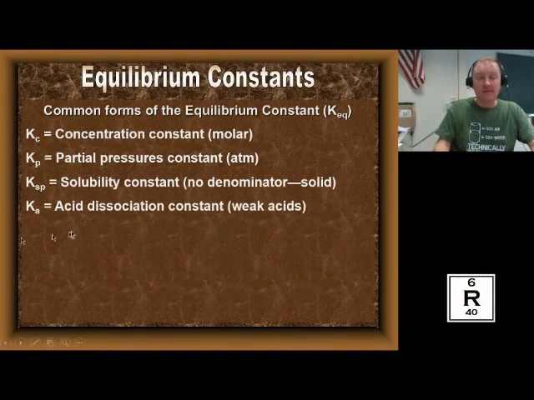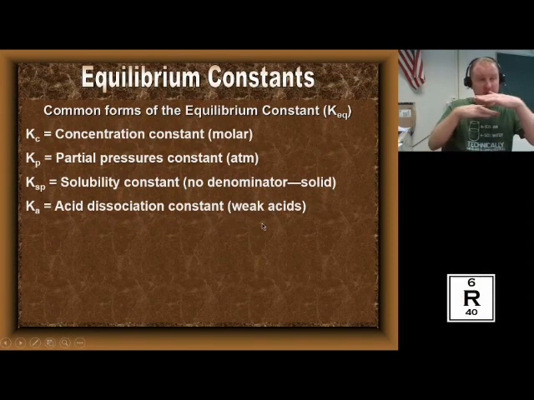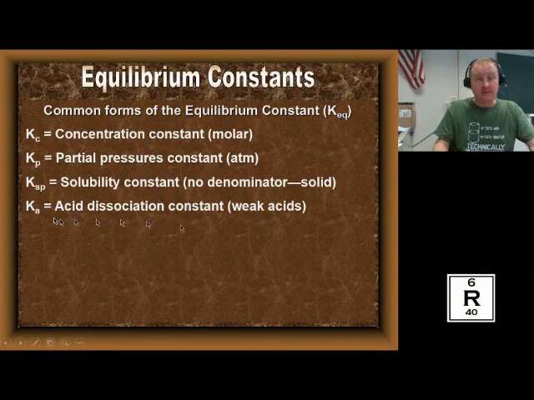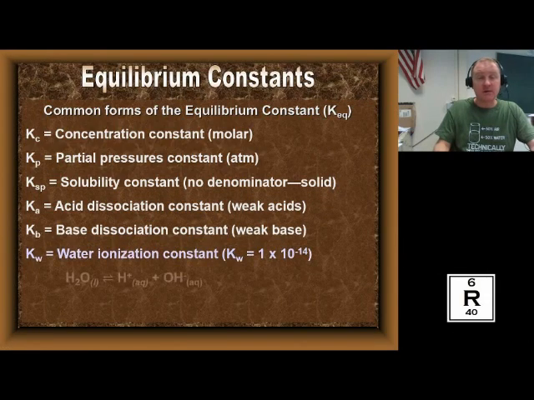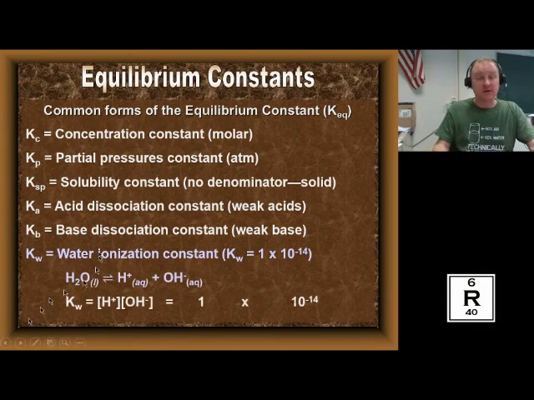Your Ka is the acid dissociation constant. So this is for weak acids because it's a reversible reaction. That's a Ka. If it's a one-way arrow, that's a strong acid. Then we don't have a K for that. So weak acids have a dissociation constant for the acid. A Kb is a dissociation constant for a base. And the last one I want to talk to you about is a Kw. This is the water ionization constant.